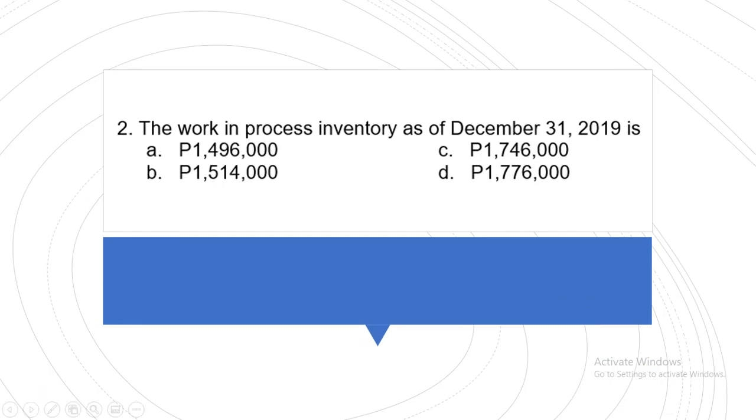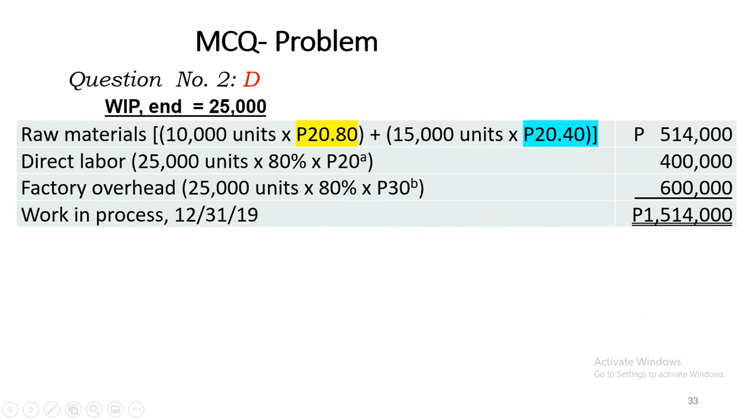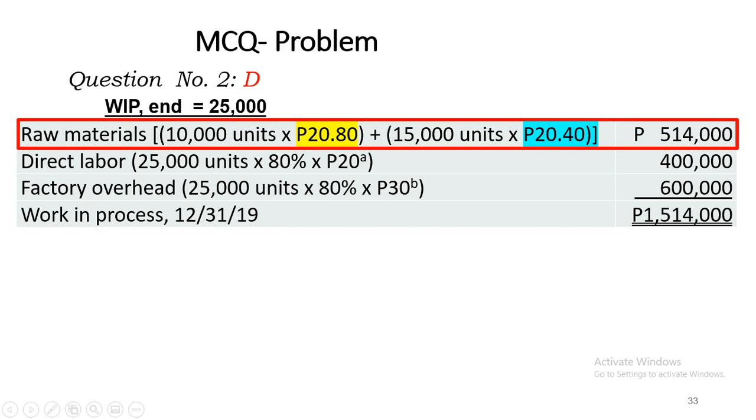Next one. The work in process inventory as of December 31, 2019 is. Okay, so work in process is composed of 3 manufacturing cost elements: the raw materials, the direct materials, direct labor, and factory overhead. Take note also that the work in process ending is 25,000 in units, but the question here is in total amount. That's why the first line item here is the raw materials. And as you can see, there are two: 10,000 units at 20.80 and 15,000 units at 20.40.